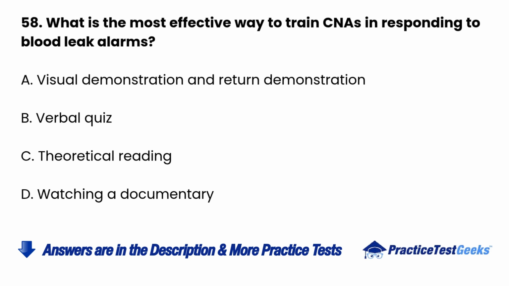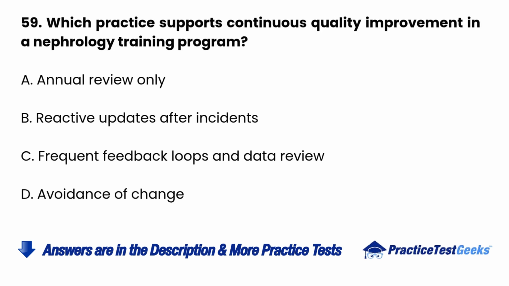What is the most effective way to train CNAs in responding to blood leak alarms? A. Visual demonstration and return demonstration. B. Verbal quiz. C. Theoretical reading. D. Watching a documentary. 59.